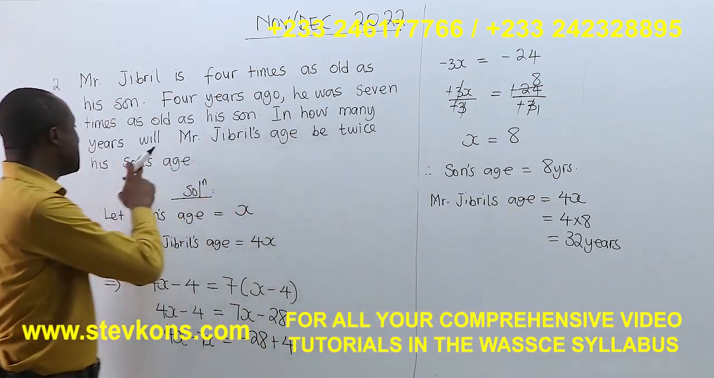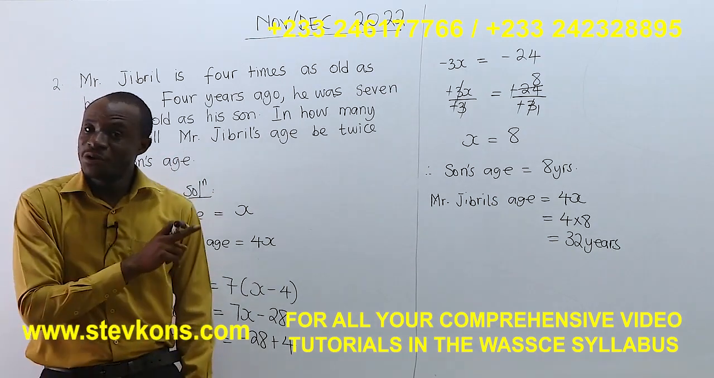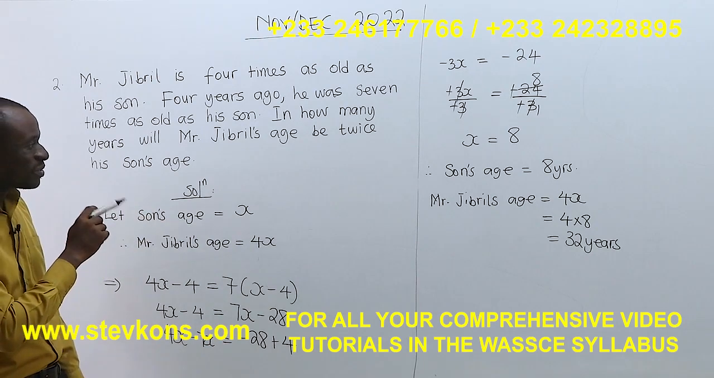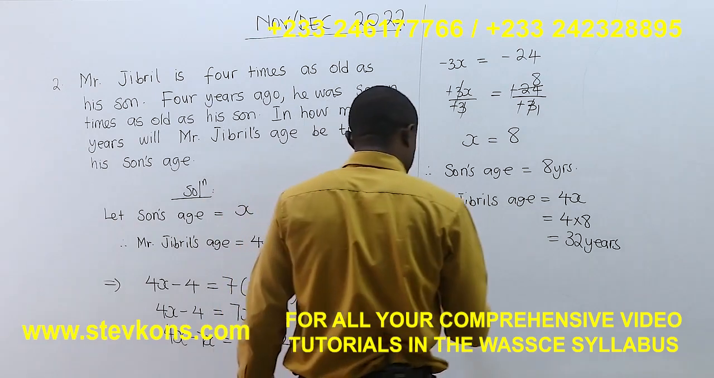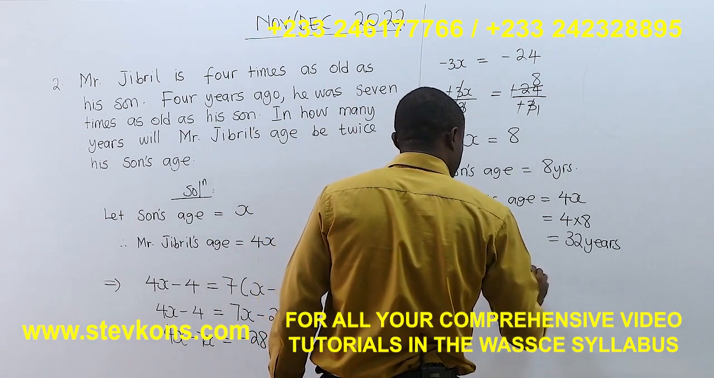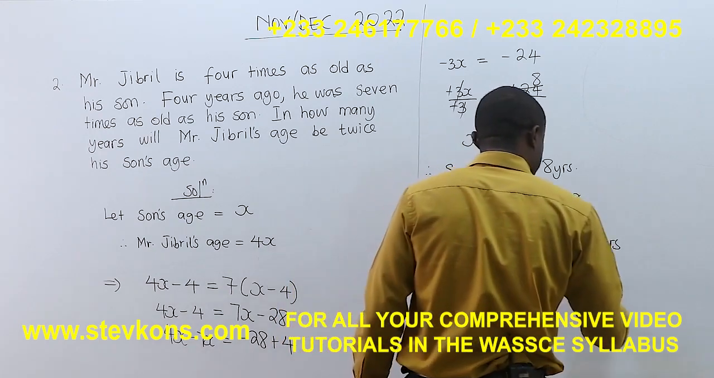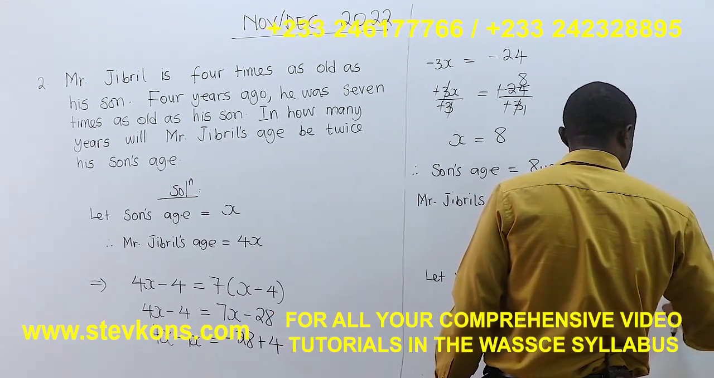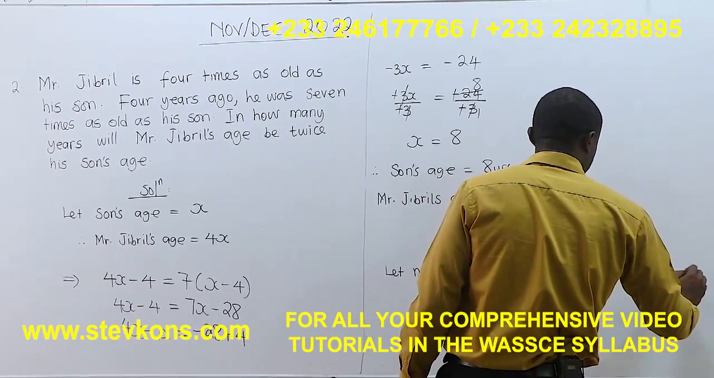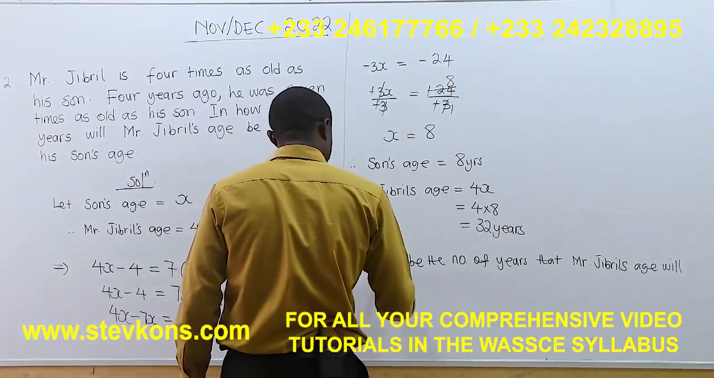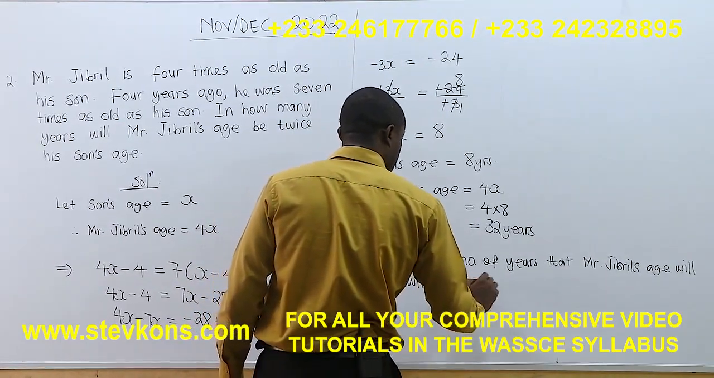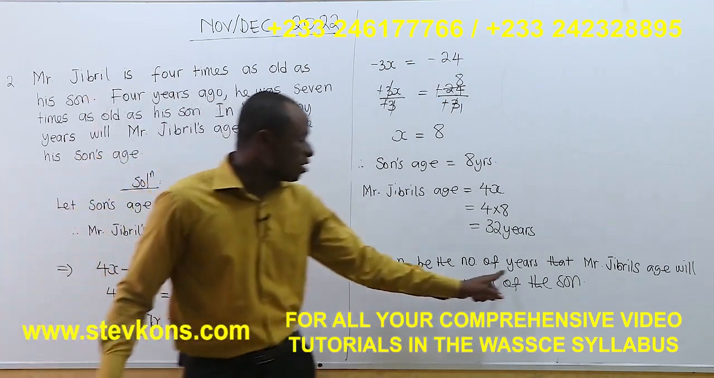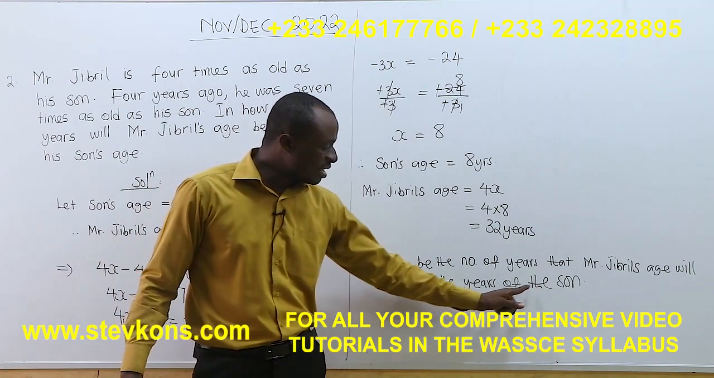Now, what is the question saying? The question says, in how many years will Mr. Jibril's age be twice his son's age? We are not looking for the son's age. We are not looking for Mr. Jibril's age. But the question says, in how many years will Mr. Jibril's age be twice his son's age? So we can say, let N be the number of years that Mr. Jibril's age will be twice the age of the son. It will be in the future. So let N be the number of years that Mr. Jibril's age will be twice the age of the son.